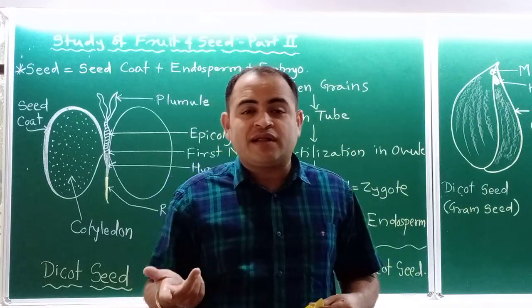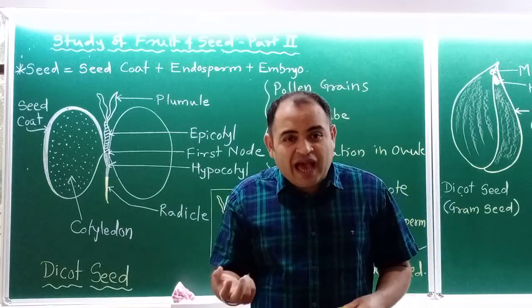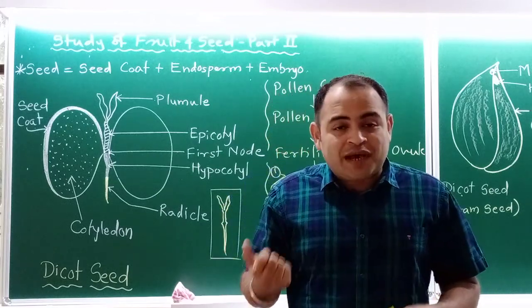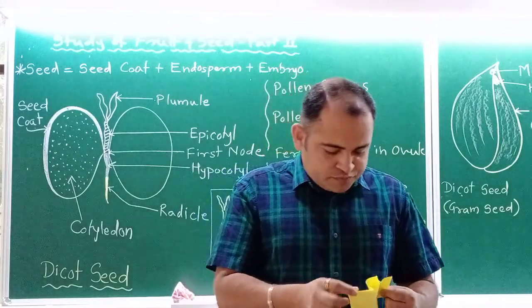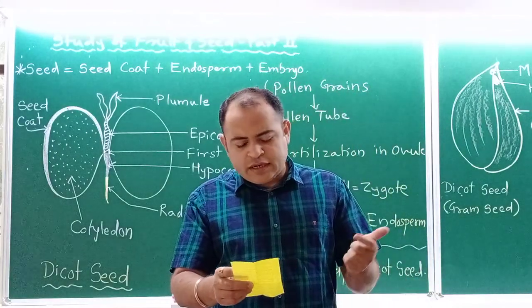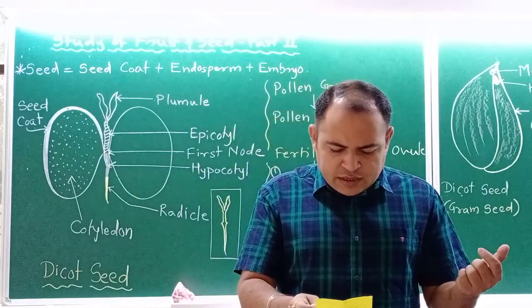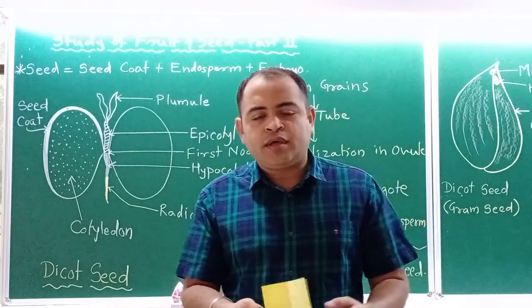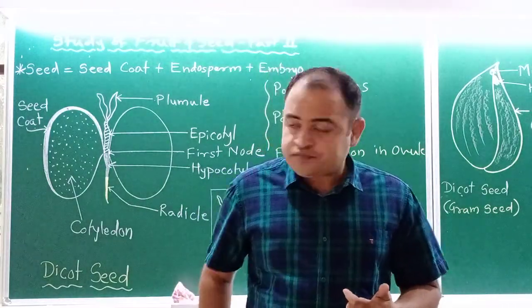Now when we say vivipary, we remember animals, but it is not like that. We do have certain examples like mangroves. They show vivipary. So I think seed structure, that is monocot, dicot, then germination types and vivipary, that part we are going to learn.